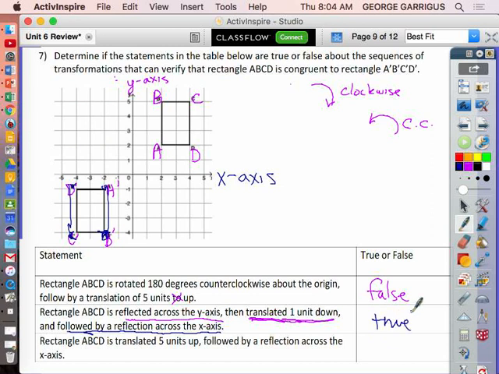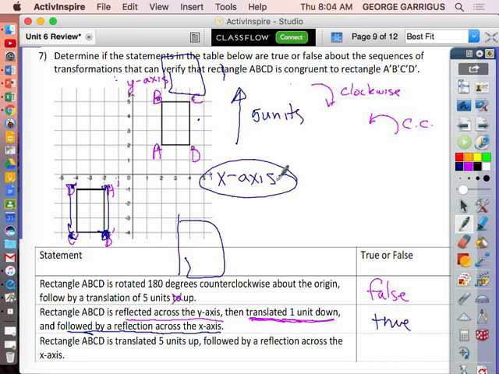Okay, the third one. Rectangle ABCD is translated 5 units up, followed by a reflection across the x-axis. Okay, so we're talking about this rectangle. You're going to move it up 5 units. Uh-oh, that's pretty far away. And then reflect it across this x-axis. Well, all you're doing is moving it up to here, and then you're going to reflect it. It's just going to end up down here if you're going over the x-axis. So that's definitely not going to work.